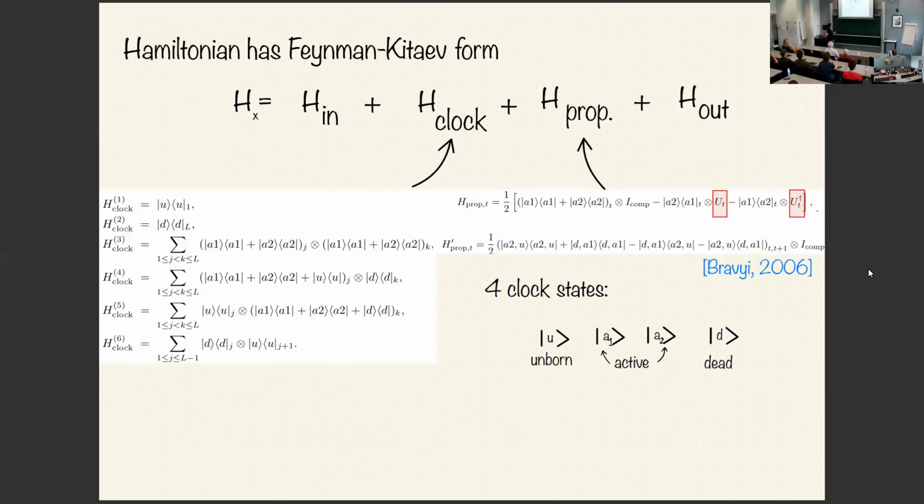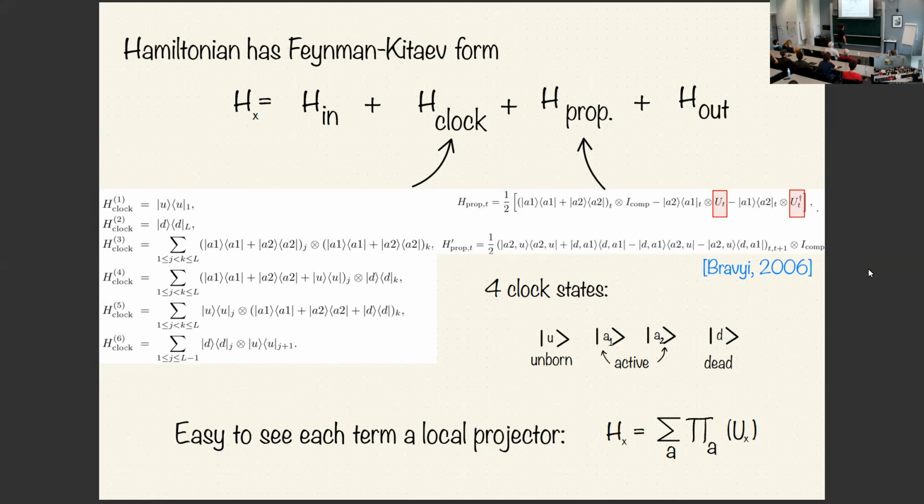It gets a little nasty, but this is a modification of Kitaev's Hamiltonian, which has a clock that is a little complicated. It has 4 possible states: let's call them unborn, active 1, active 2, and dead. There are some technical reasons why this clock is used: to reduce the locality from 5-SAT to 4-SAT. Anyway, you take the formulas from the paper, and the important thing is that the dependence on the circuit gates appears here in this propagating Hamiltonian. And there are these U's here.